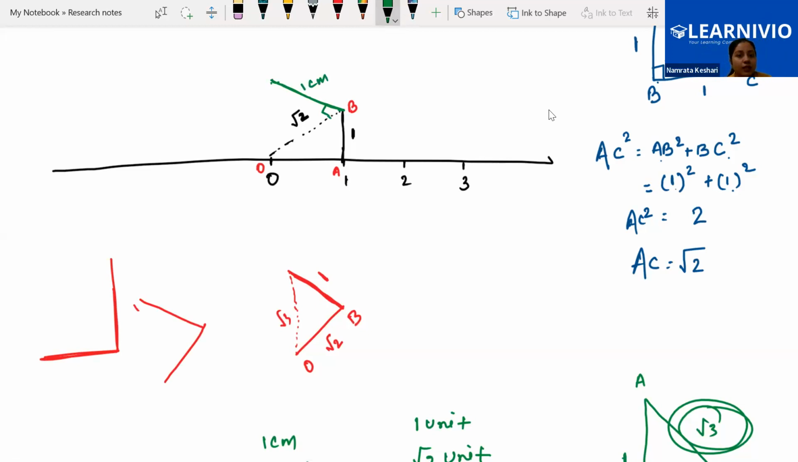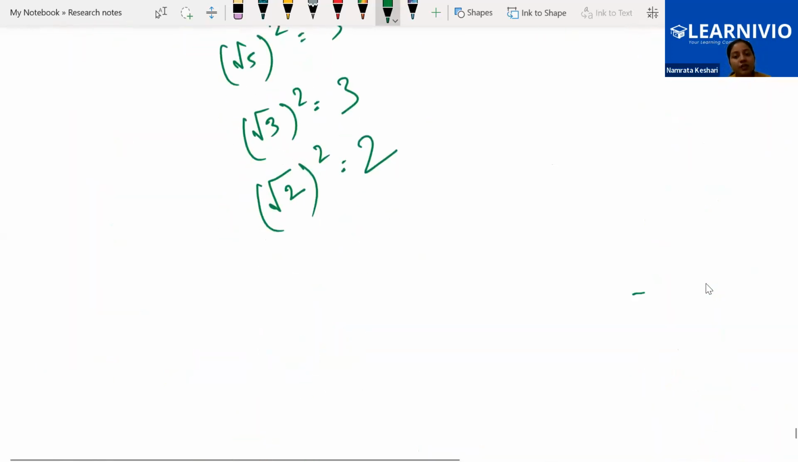Now when we join this, let's say this point is C. So when we join O with C, we know this is of root 3 units, because in our triangle we have seen, when the base is root 2 and the perpendicular is 1, then the hypotenuse has to be root 3 by using the Pythagoras theorem. Are you getting my point? Yes, ma'am.